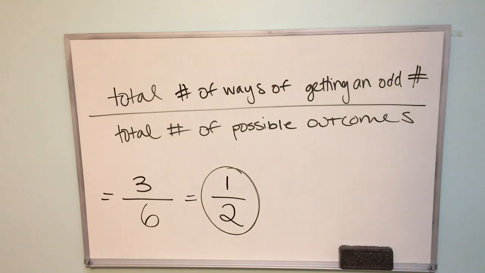And that makes sense, right? Because if you think about a die, half of the numbers on it are even and half of the numbers are odd. Okay, what about the next one?